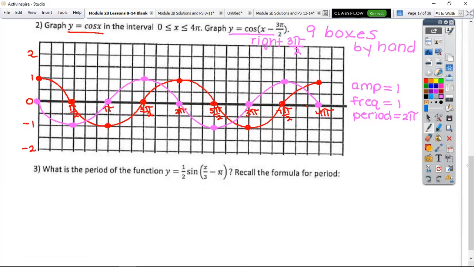All right, so your next one, all you're doing is just feeding information. So what is the period of this function? So for number 3, I'm going to go period is equal to 2 pi divided by frequency, which is right here. So 1/3. Then I'm going to do keep change flip. So I do 2 pi over 1 times, flip it, 3 over 1, and go right across. 2 times 3 is 6, and then the pi is attached at the end. Okay, so 6 pi.